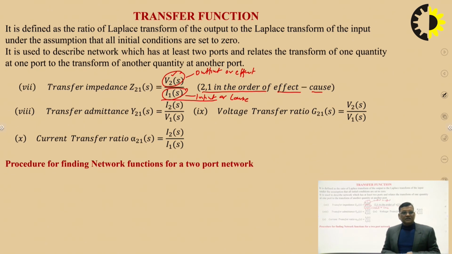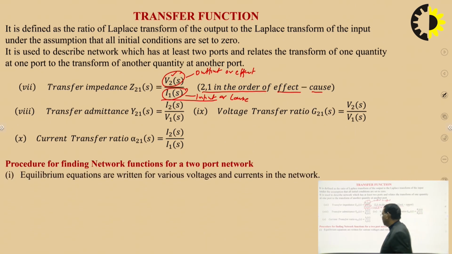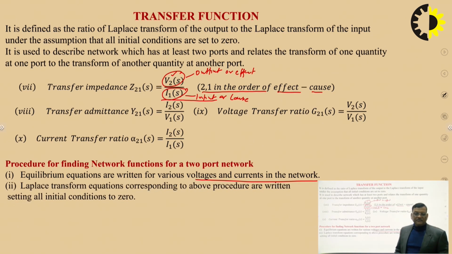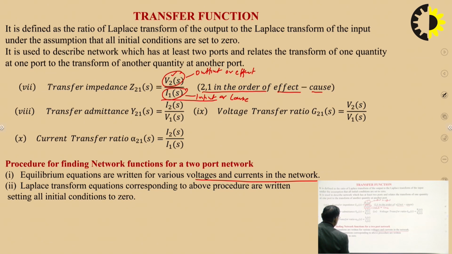How will we get the network functions? What is the procedure to find the network function? So any network is given. Write the equilibrium equations for various voltages and currents, because the network function is a transfer function relating current and voltage at the different parts of the network. Then after writing the equations, we apply the Laplace transform, just to convert the differential equations, if there are any, into algebraic equations, and we set all initial conditions to 0.